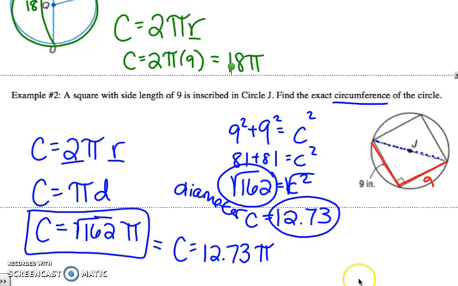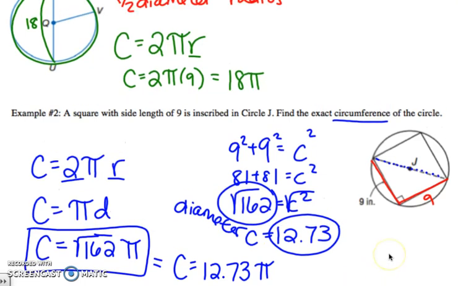Okay, so again, that's how you find circumference, and that is the relationship between the radius and the diameter. And if you have any questions, let me know. Otherwise, you can start practicing.